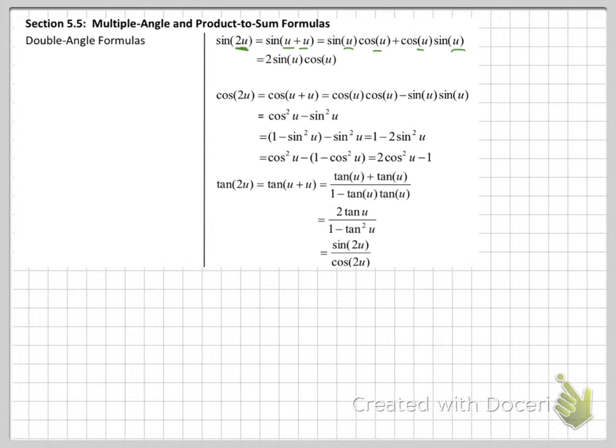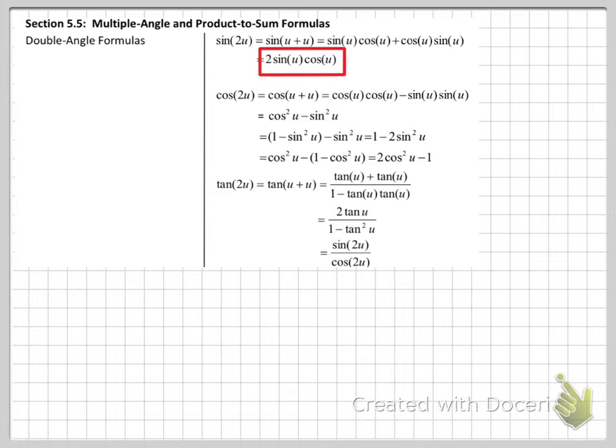But because those end up being exactly the same, right? Sine u cosine u is the same thing as cosine u sine u. You end up getting 2 sine u cosine u. So sine of 2u, or theta, is the same thing as 2 sine u cosine u.